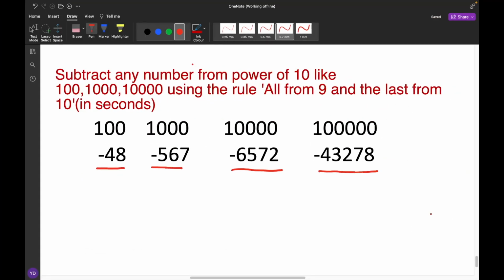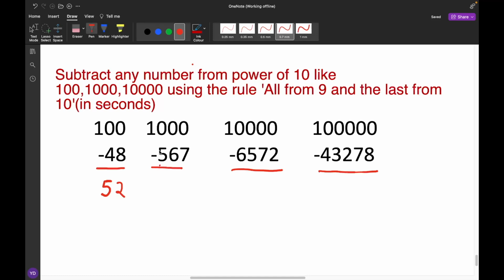Subtract any number from a power of 10 like 100, 1000, 10,000 using the rule all from 9 and last from 10 in seconds by the Vedic method. So here for the first question, 100 minus 48, we will subtract 4 from 9. So we will get 5, and 8 from 10, the answer is 52.